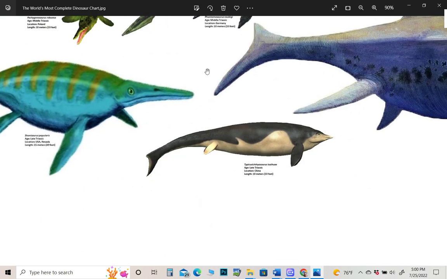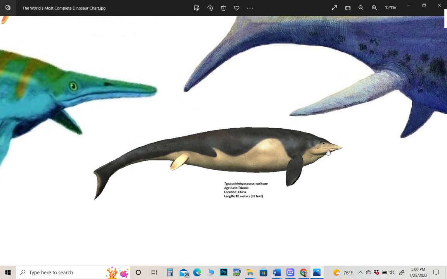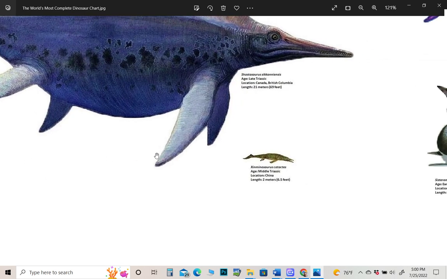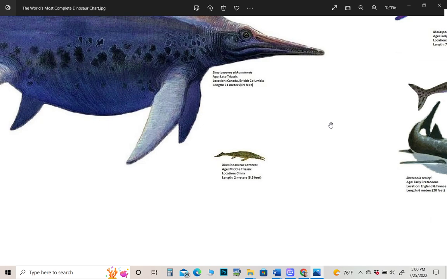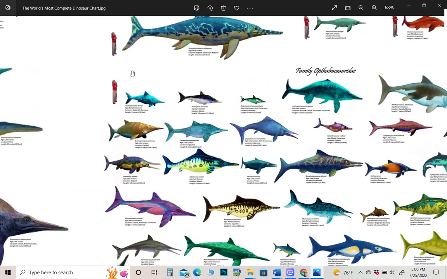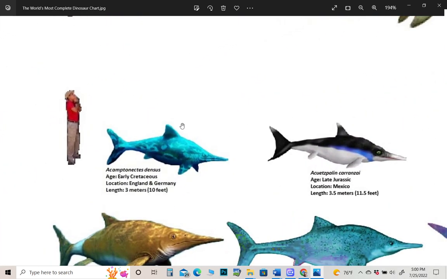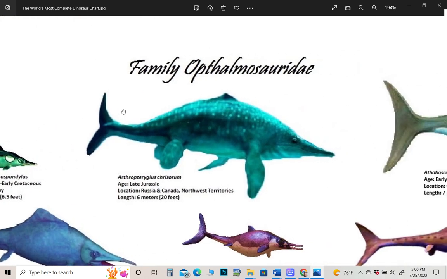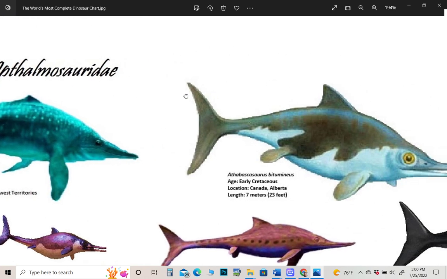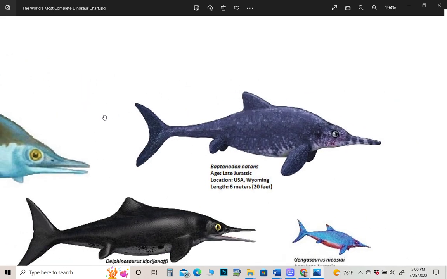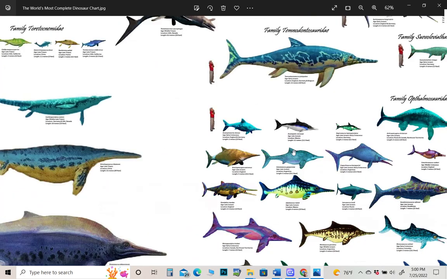We have Shonisaurus, Typicusichthyosaurus, sorry, Xinminosaurus. Then we have the Ophthalmosaurids, which is the largest, but fortunately they're in nice, neat lines, so it's going to be easy to keep track of. Acamptonectes, Aegirosaurus, Aransaurus, Arthropterygius, Athabascasaurus, Baptanodon. Zoom out.